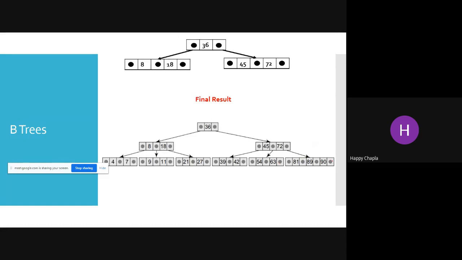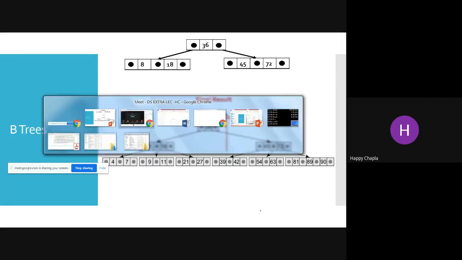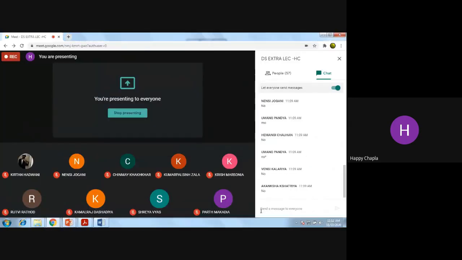See this, clear? So we are growing the tree from the leaf to the root. We are splitting from the leaf node up to the root node. Clear, students?